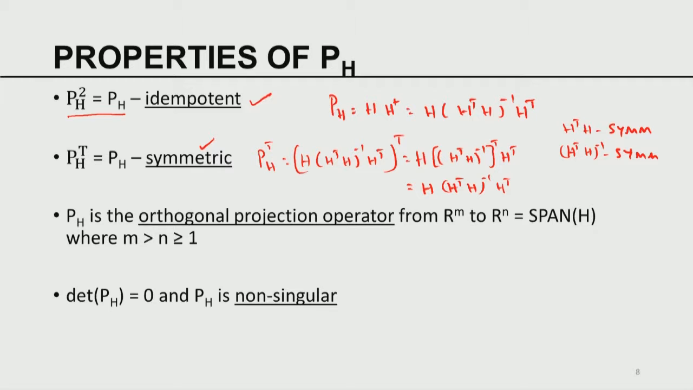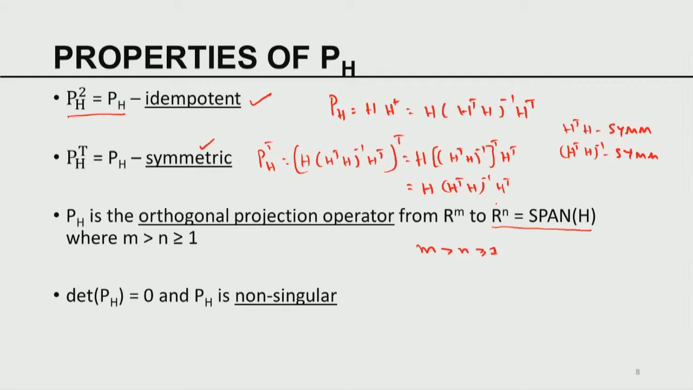So by definition it is an orthogonal projection from Rm to Rn, which is the span of H. So please look at this now. M is greater than n, n is greater than or equal to 1. So Rm is a larger space, Rn is a subspace. The span of H, because H is full rank, generates the subspace Rn.